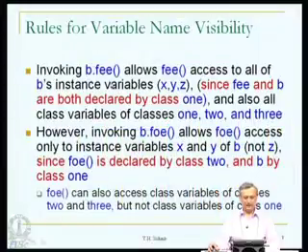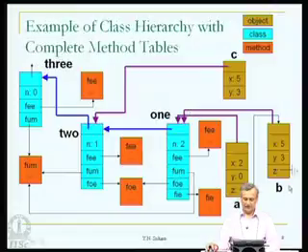Invoking B dot phi allows phi access to all of B's instance variables, all the 3 of them: x, y, z. Why? Since phi and B are both declared by class 1. So, see here. We call B dot phi. So, this phi will have access to all the variables, that is x, y, z of this particular object. So, both B is of type class 1 and phi is redefined right here. So, there is no problem, everything which is declared will be accessible to the method phi.